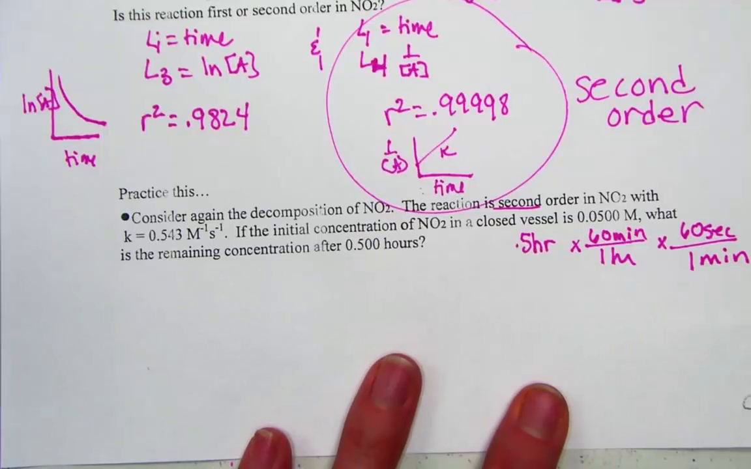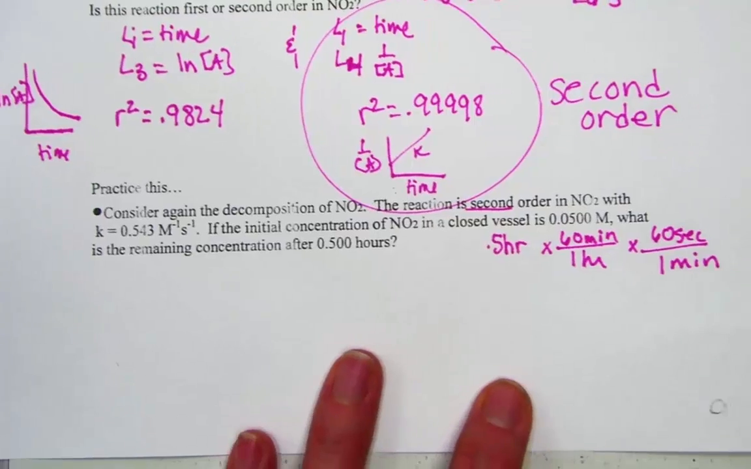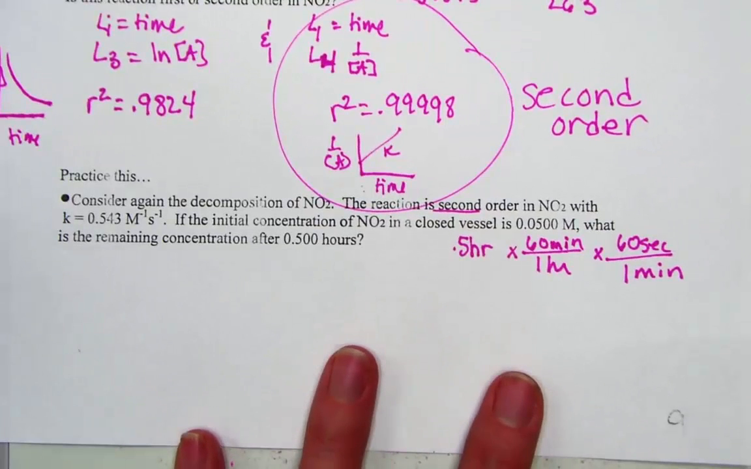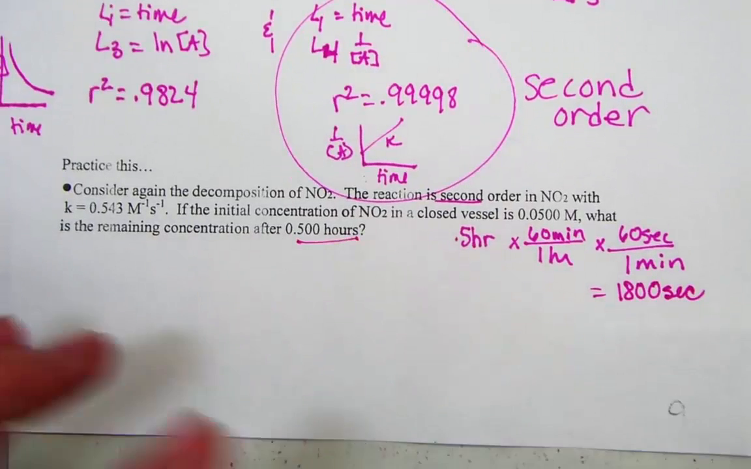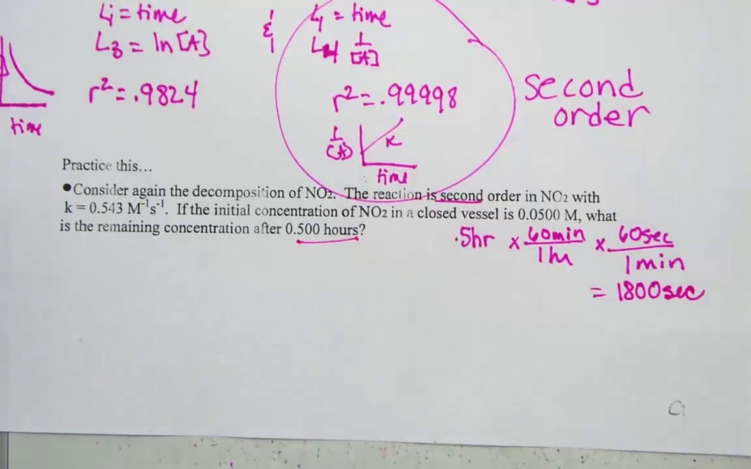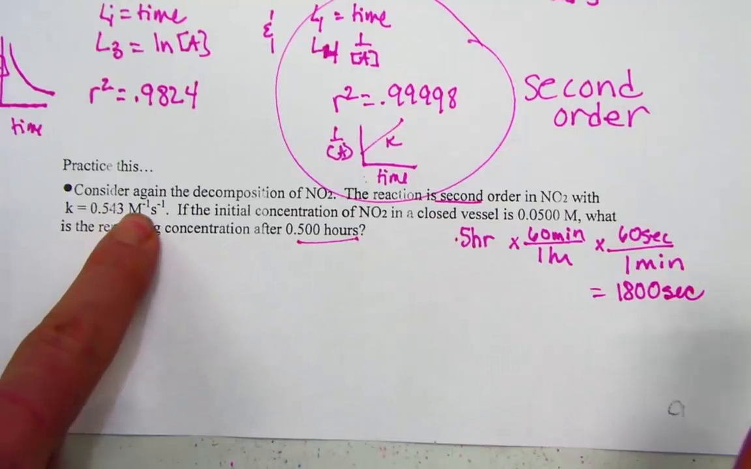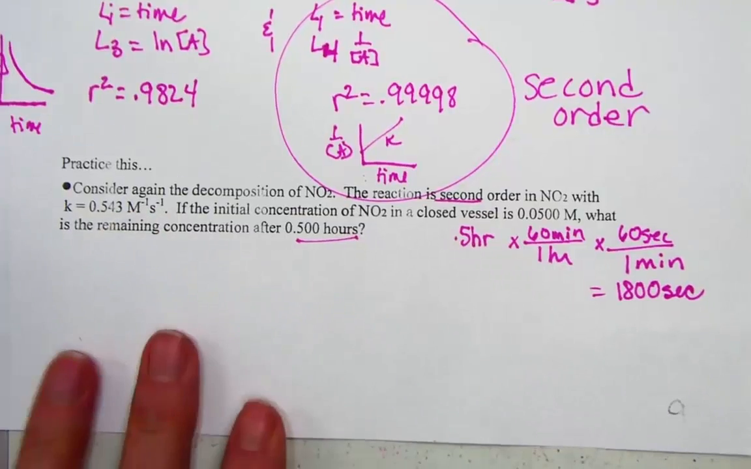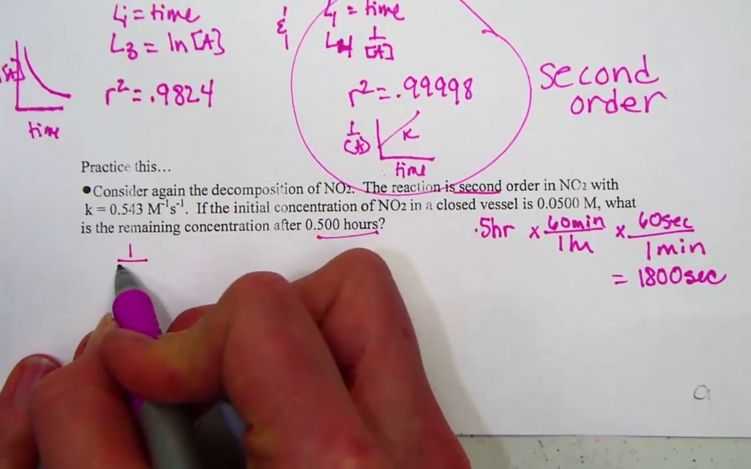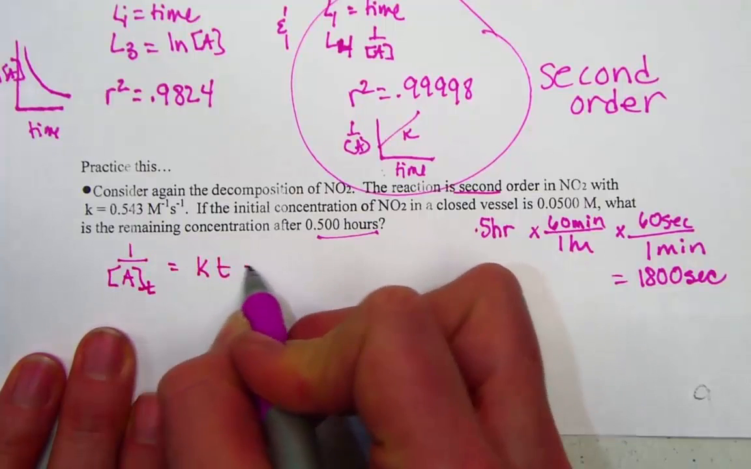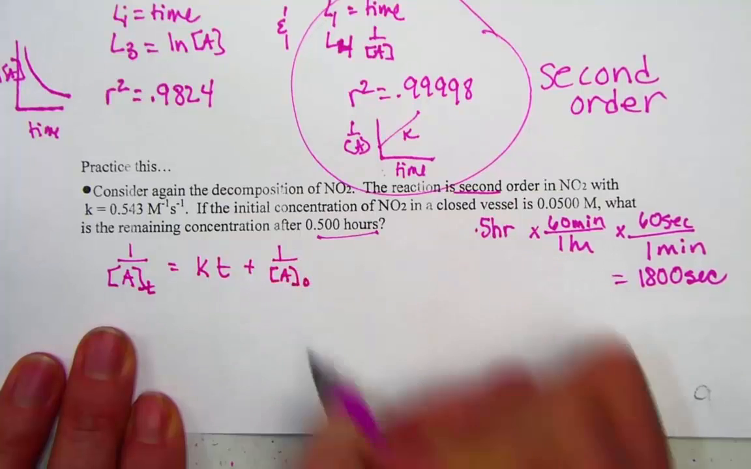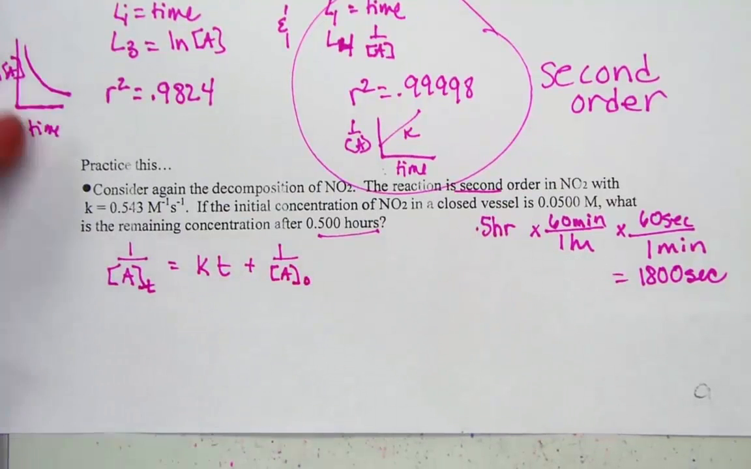0.5 times 60 times 60 is showing me, not that, excuse me, try again. 0.5 times 60 times 60, I get 1800 seconds. So the reason I did that, when I plug into my formula for second order rate law, I want the rate constant time to match the time that I place in the formula. Second order says the concentration of a reactant over a certain time interval is kT plus the reciprocal of the original concentration. It's plug and chug. Let's see what we find.